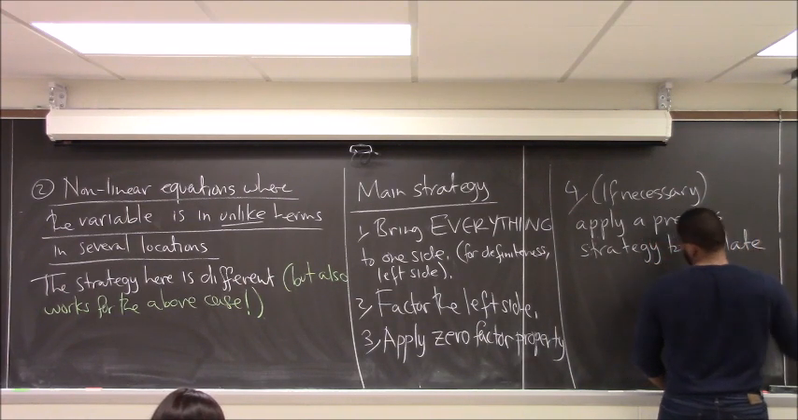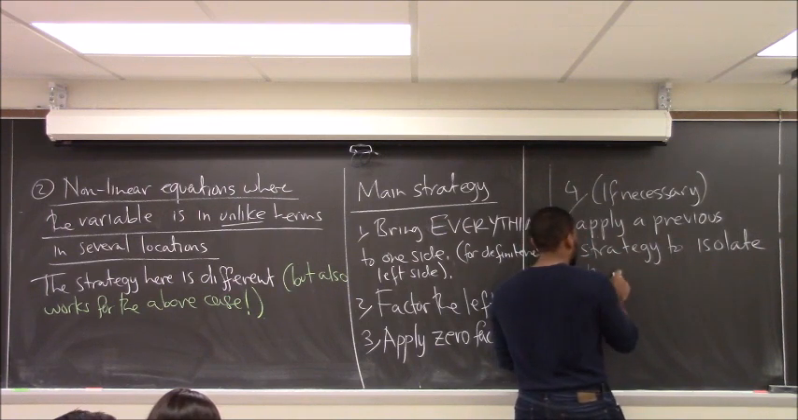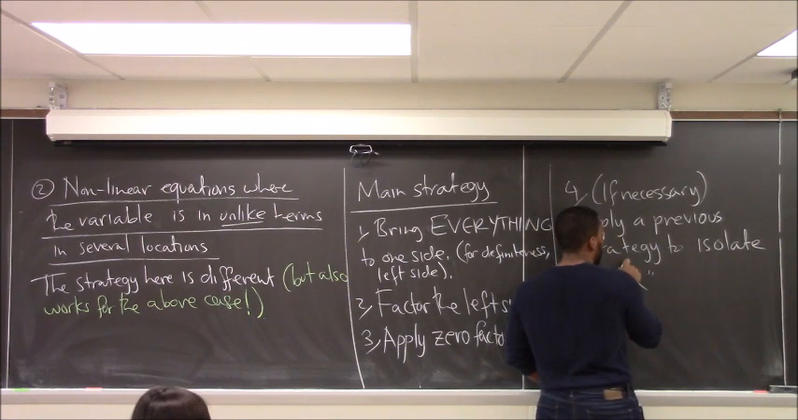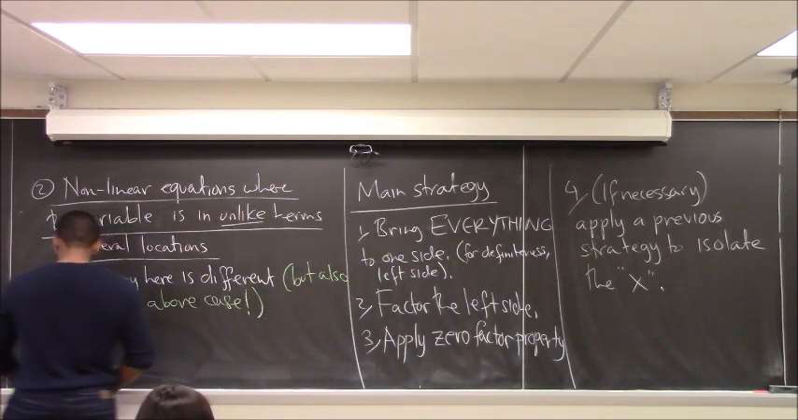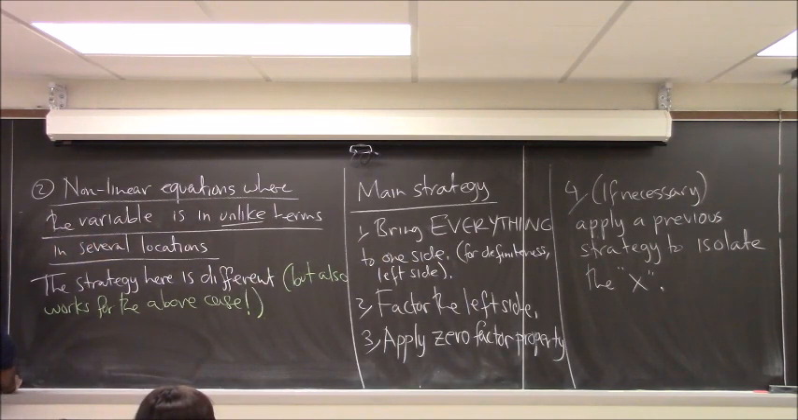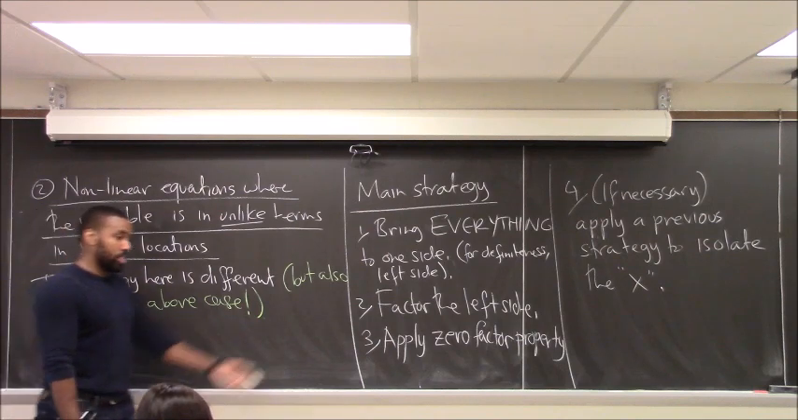To isolate the x, or whatever variable you're using. That's the strategy. So this is the general strategy for solving an equation. The goal is to factor. Factoring is very important.